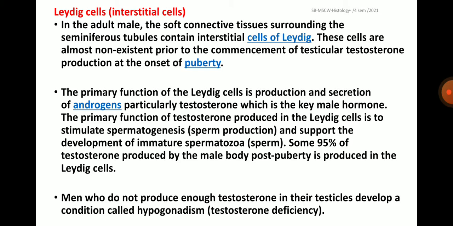Before explaining about the cells of Sertoli, I will explain about the Leydig cells first. These Leydig cells are also known as interstitial cells. In the adult male, the soft connective tissues surrounding the seminiferous tubules contain interstitial cells of Leydig, and these cells are almost non-existent prior to the commencement of testicular testosterone production at the onset of puberty.